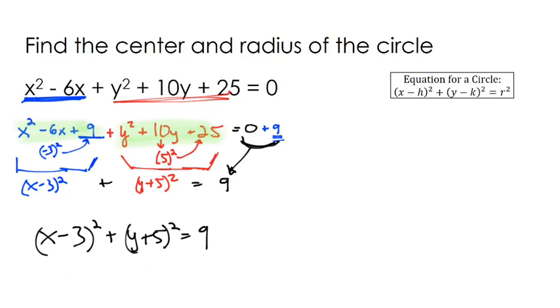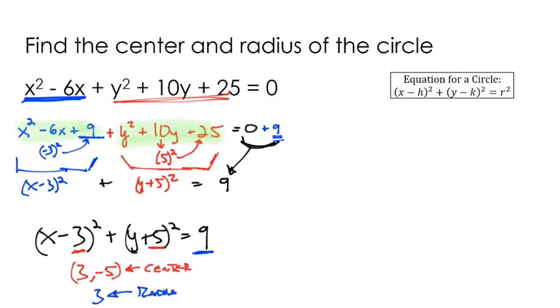Well, the center of this circle is just going to be 3. And remember, it's the opposite sign, so it would be -5 for the y coordinate. That's going to be our center of the circle. And then the radius of our circle is not going to be 9, but it's going to be what number squared gives us 9, which is 3. That's going to be our radius.